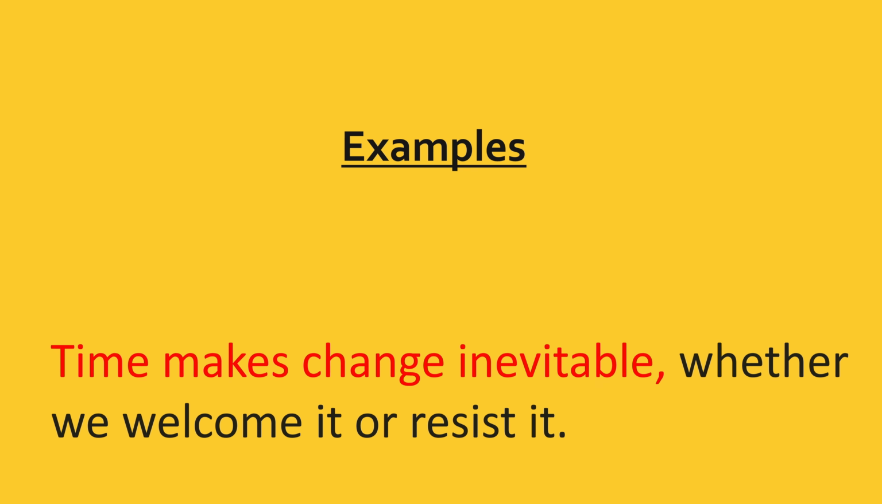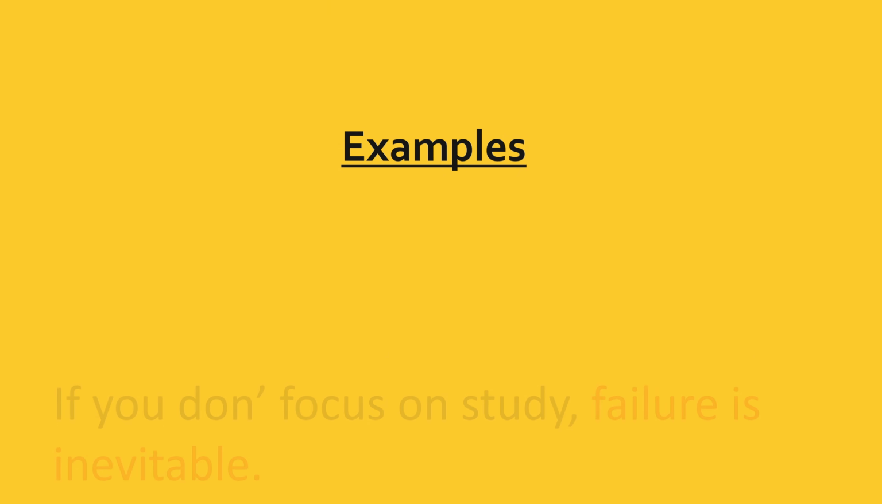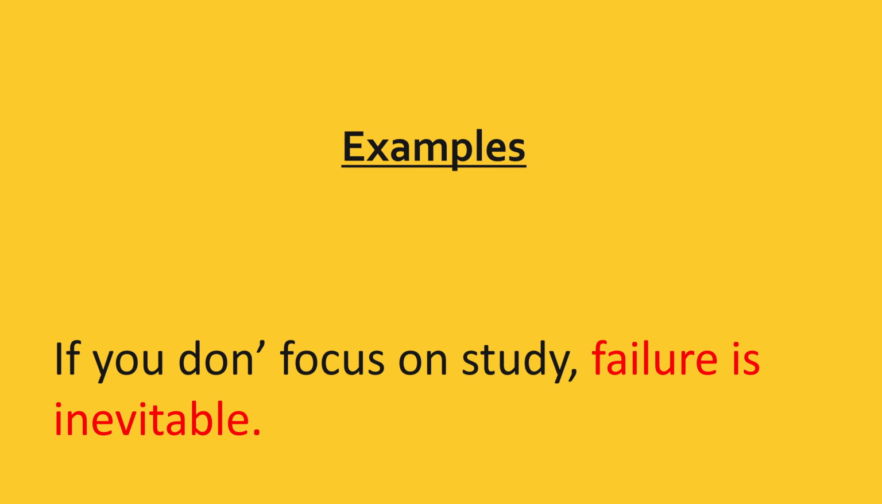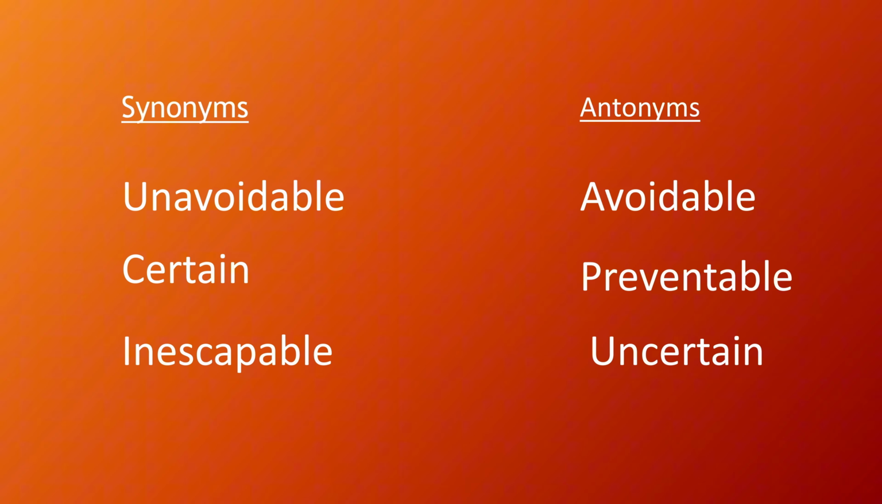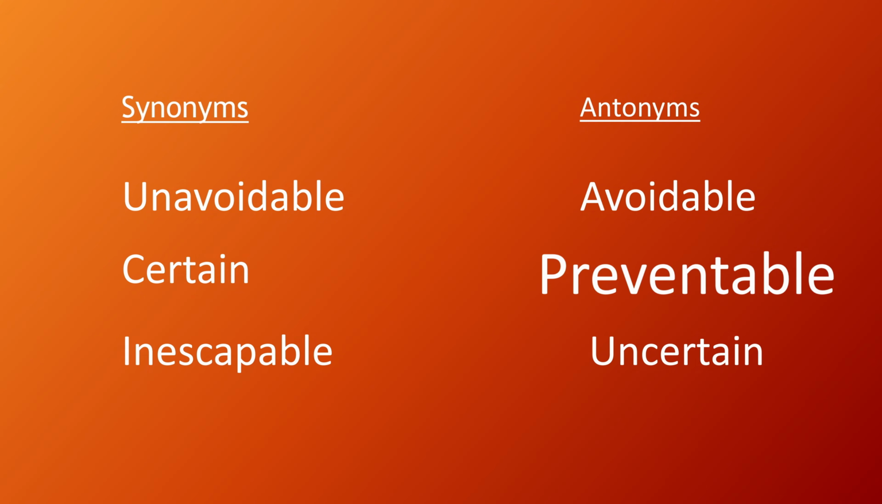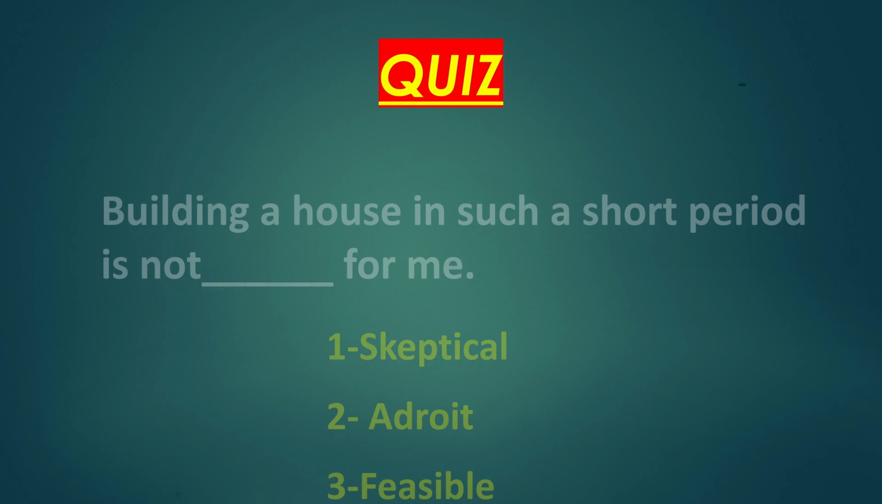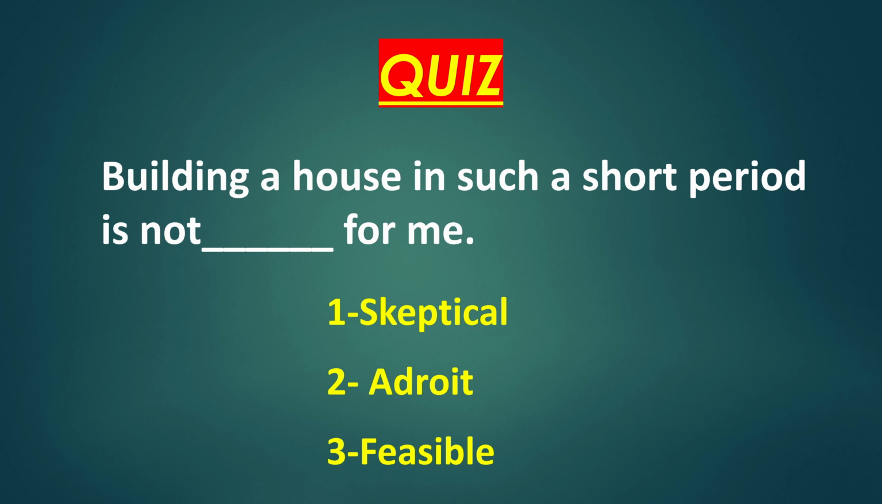Here are some examples. Time makes change inevitable, whether we welcome it or resist it. If you don't focus on study, failure is inevitable. Synonyms for inevitable are unavoidable, certain, inescapable. Antonyms are avoidable, preventable, uncertain.